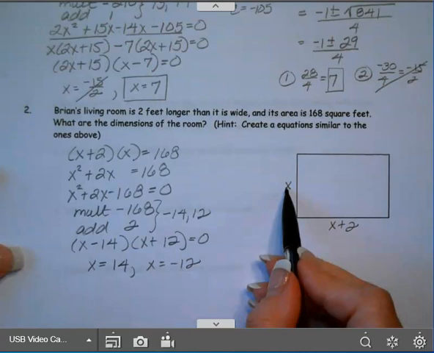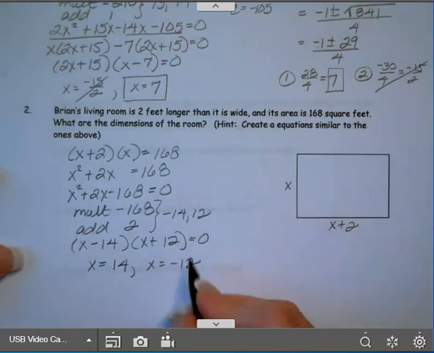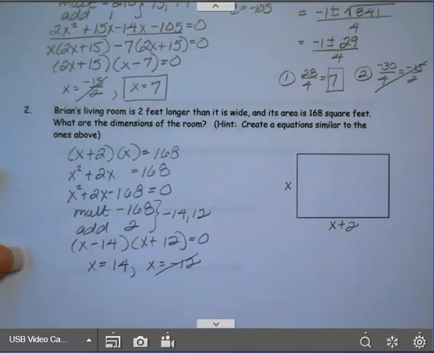However, if I plug in negative 12, that means my width is negative. You can't have that happen. So you have to throw that one out. So you get x equals 14.